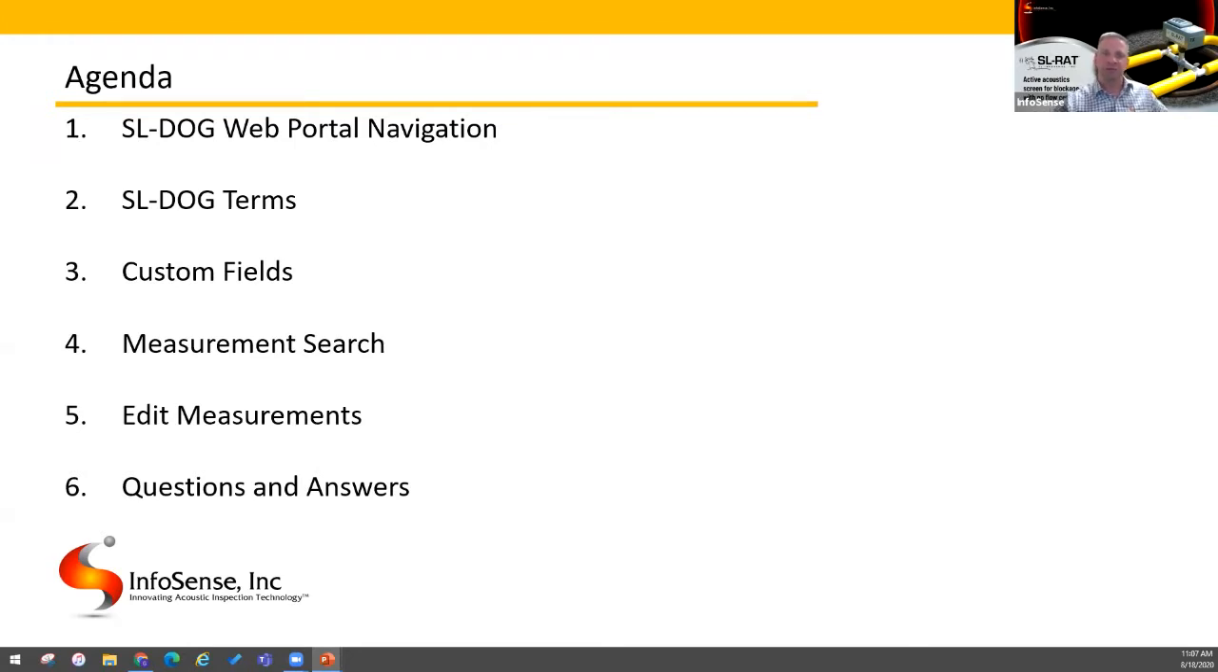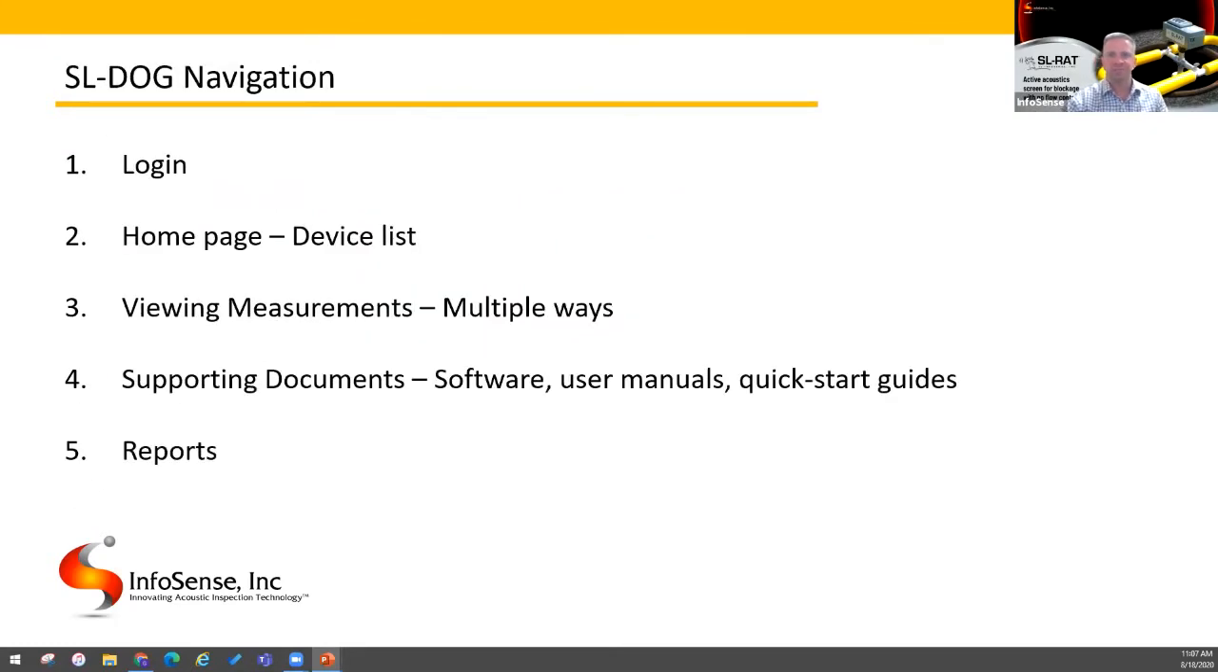I'll show you how to find your acoustic measurement data, whether that is based on a specific date or maybe a location that you want to search in order to find a previous score on a particular pipe segment. I'll review how to edit measurements if you find one that is not accurately representing the pipe that was measured, and at the end I will answer some questions.